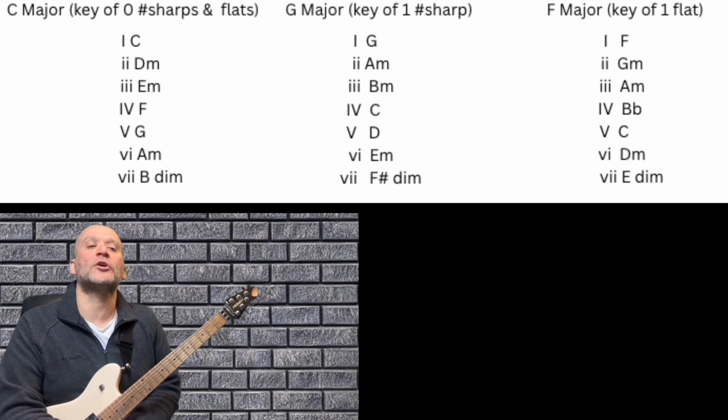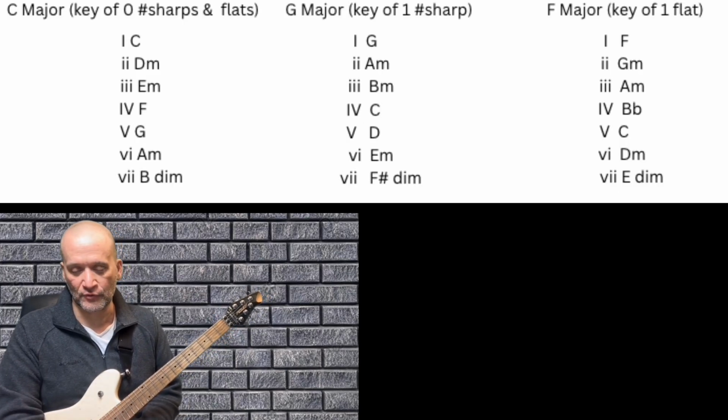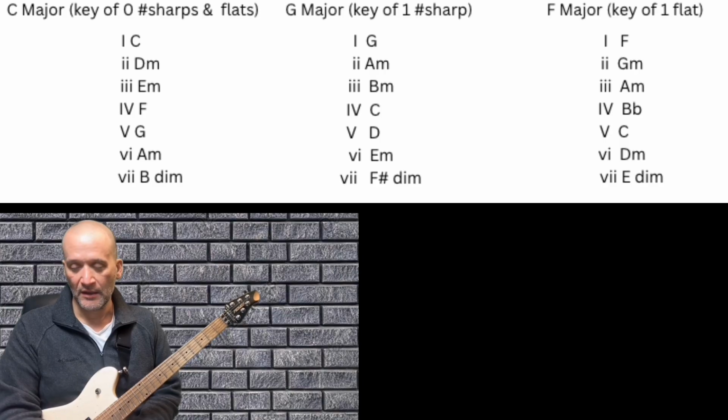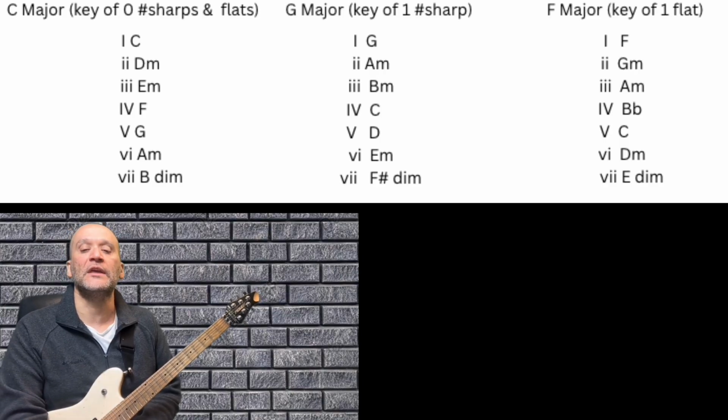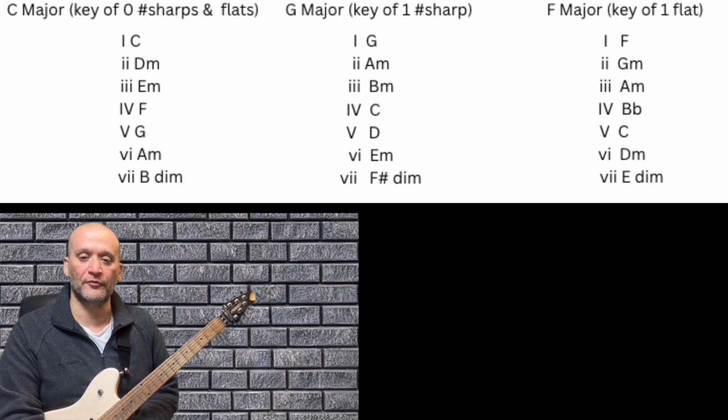Okay, if you look above you, you're going to see that I've got three key signatures written out. I've got the key of C, the key of G, and the key of F. Major, all three, of course. Okay, so we need to figure out in each one, where does the C major chord fall?